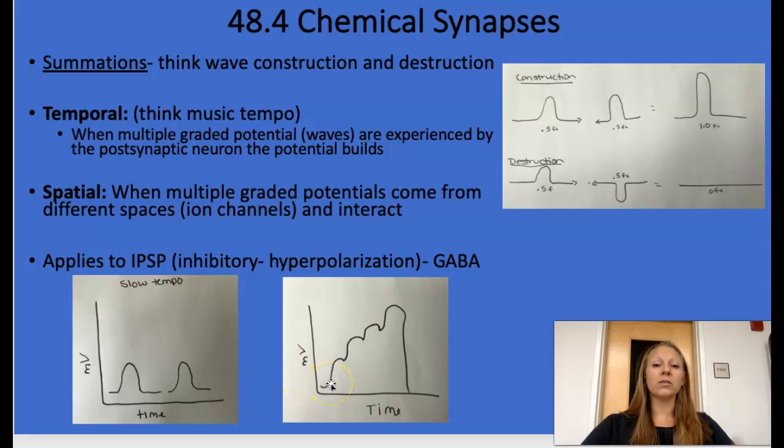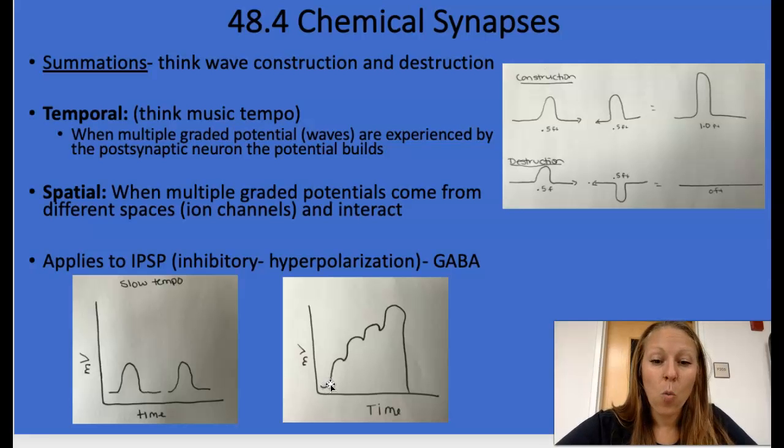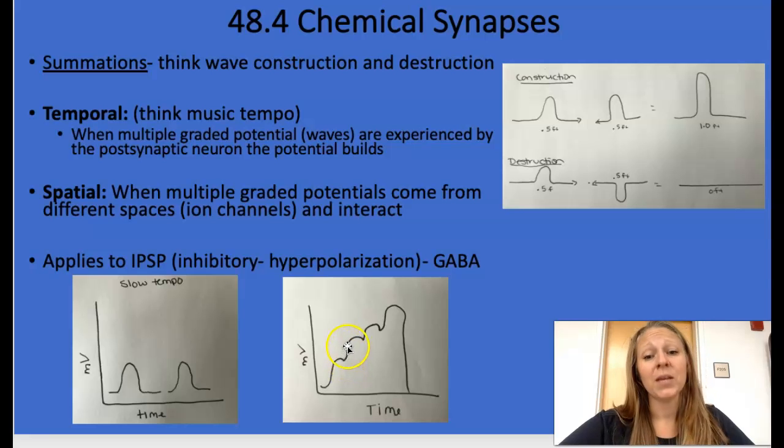But if you're to increase the tempo, then you have one wave. And before it has a chance to go back down to resting potential, it's going to increase again. And so we're going to sum up those waves, and it's going to increase, and it's going to increase. And it's when you have those very large waves or those very large potentials that reach the axon hillock, that's going to create your action potential.